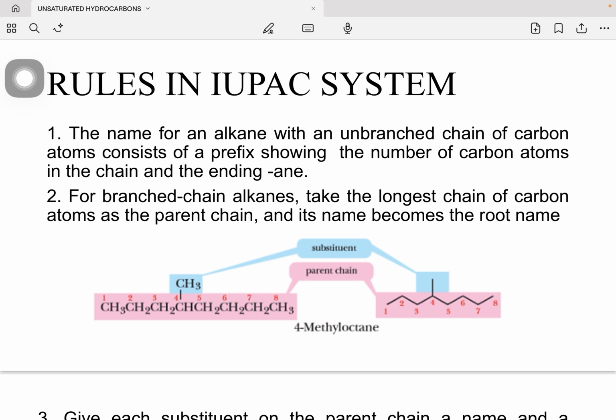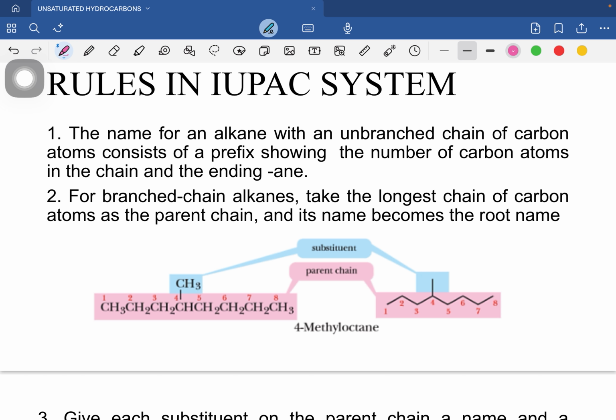So meron naman tayo dito sa mga susunod na slides natin, yung mga rules ni IUPAC system for naming hydrocarbons. Okay, so the number 1 in our rules for IUPAC system is the name of the alkane with an unbranched chain of carbon atoms consists of a prefix showing the number of carbon atoms in the chain and ending with "ane."